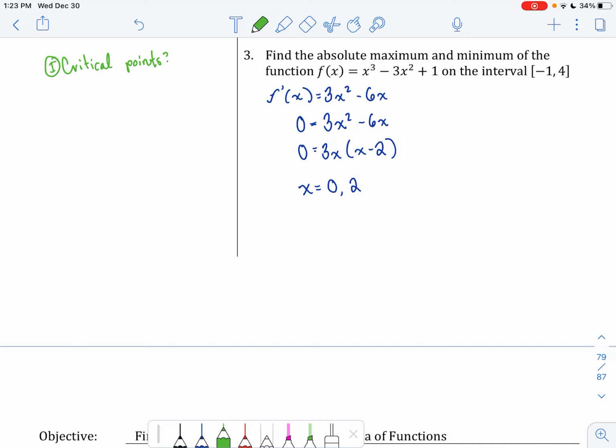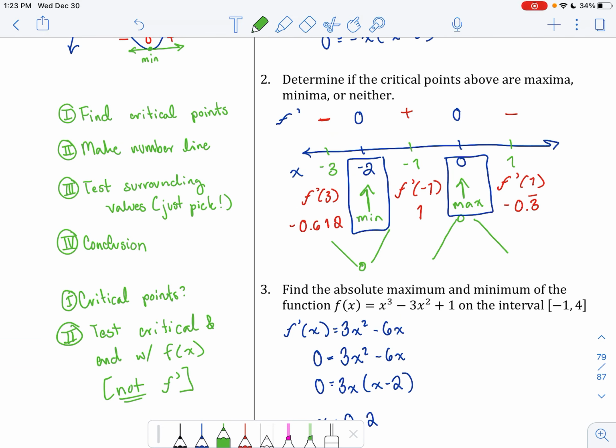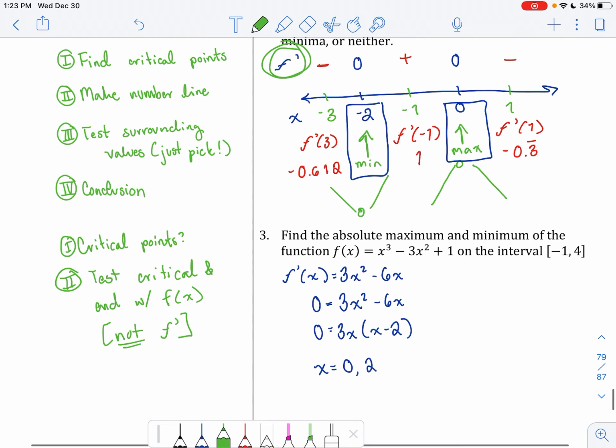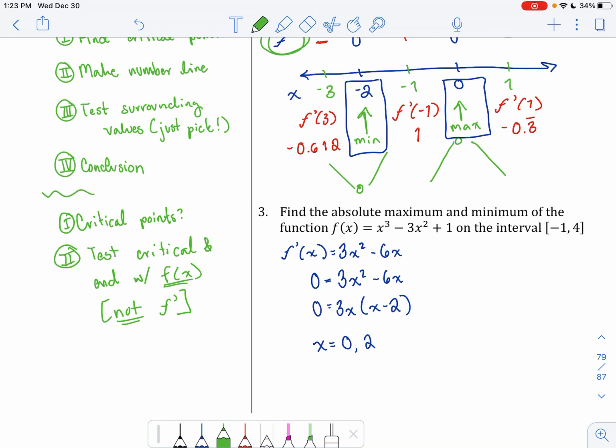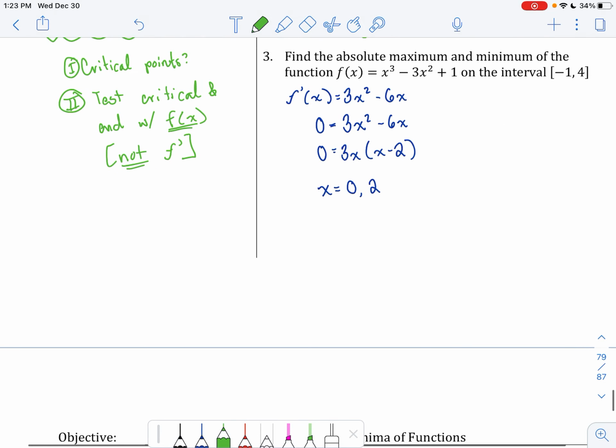Now, since we're trying to find absolute minima and maxima, we don't need to worry about the local. So we're going to skip right to the testing stage. All you want to do is test critical points and endpoints. And you're going to use the original function, because you're looking for the biggest and smallest numbers of f, not f prime. In the local case, we were testing with f prime values. Here we're going to test with just regular f of x, which is the difference between local and absolute extrema.